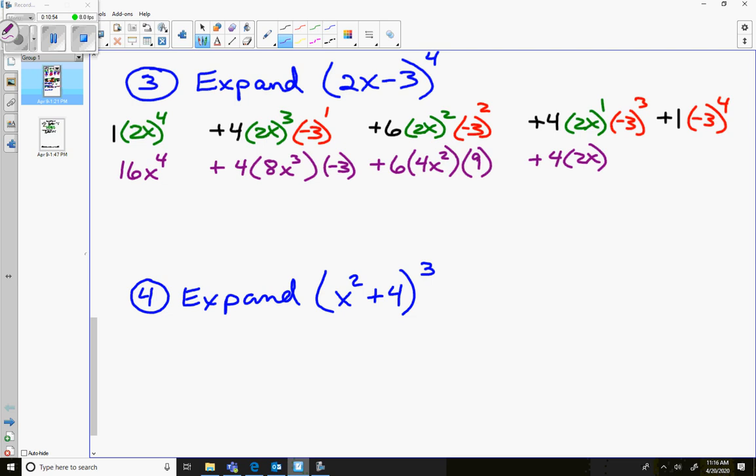2x to the 1st is just 2x. Negative 3 cubed, negative 27. And then a negative 3 to the 4th power is a positive 81. So whether or not you need a calculator for this depends on just how strong you are with your math. At this point, some of you might be reaching for a calculator.